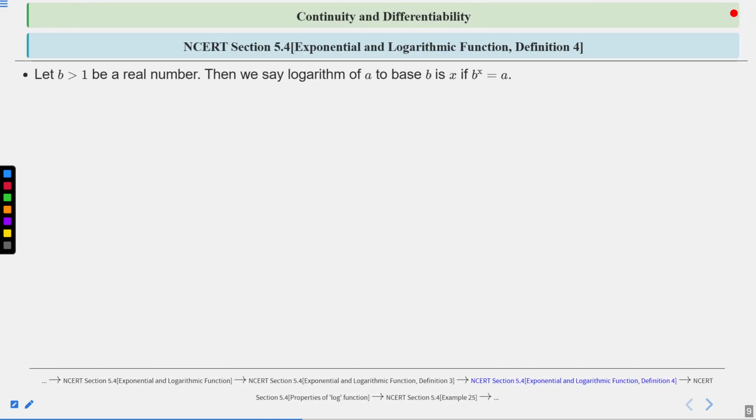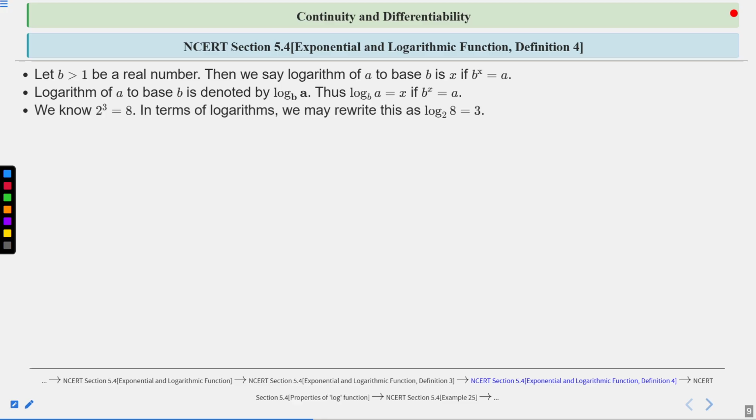Next, definition 4. Let b greater than 1 be a real number. Then we say logarithm of a to the base b is x if b to the power x is equal to a. The logarithm of a to base b is denoted by log_b a. Thus log_b a will be equal to x if b to the power x is equal to a.